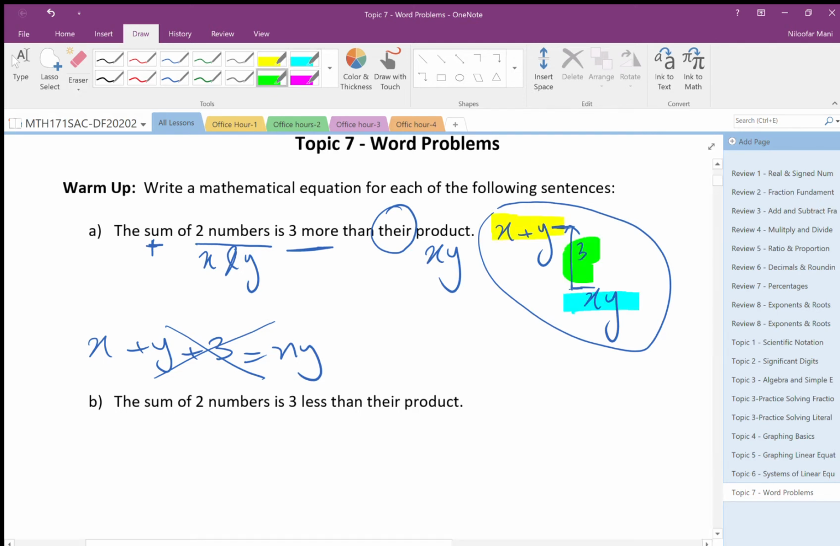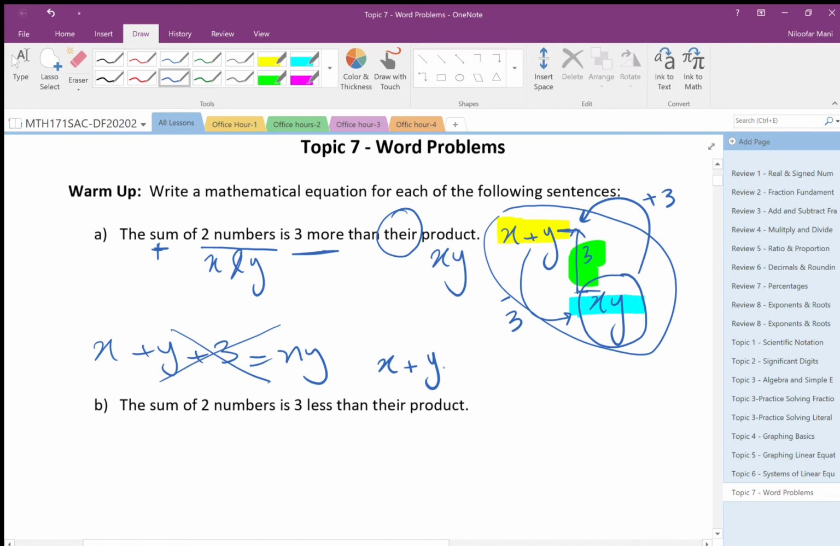3. Listen, it's like 10 and 7. 10 is up, 7 is down, and what is the difference? 3. So if you add 3 to this one, you reach the up one. If you subtract 3 from this one, you reach the down one. 10 minus 3 is 7, or 7 plus 3 is 10. Therefore the correct one is x plus y minus 3 equals xy. This is the correct one.